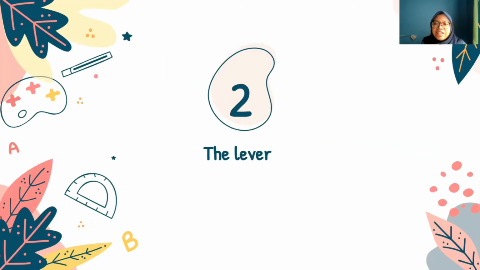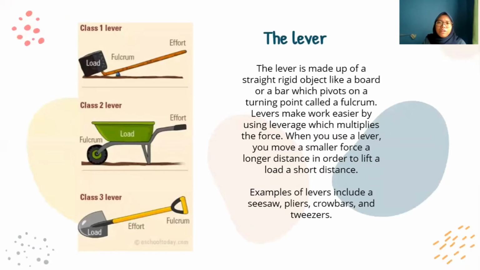The next is the lever. What is the lever? The lever is made up of a straight rigid object like a board or a bar which pivots on a turning point called a fulcrum. Levers make work easier by using leverage, which multiplies the force. When you use a lever, you move a smaller force a longer distance in order to lift a load a short distance. Examples of levers include a seesaw, pliers, crowbars, and tweezers.